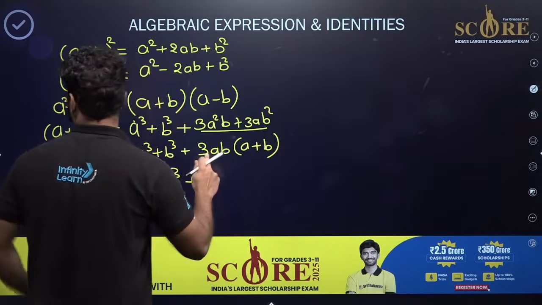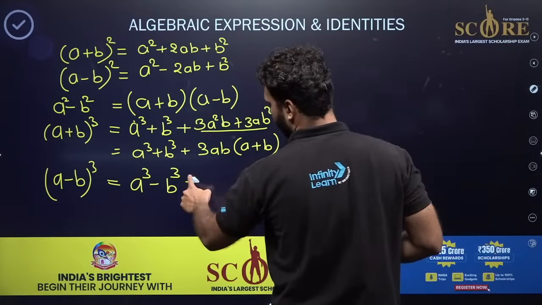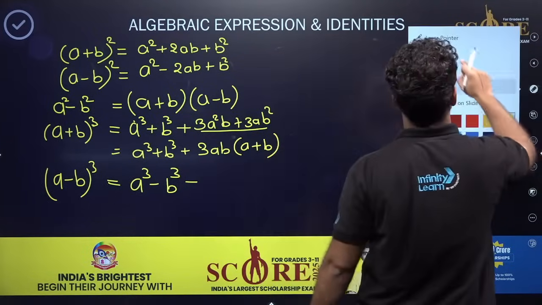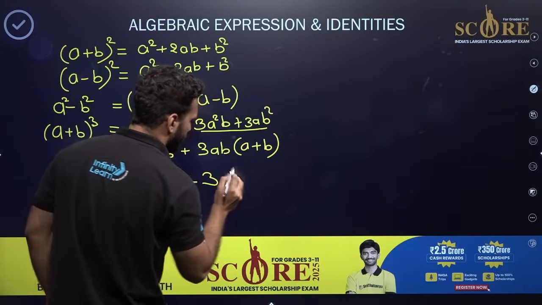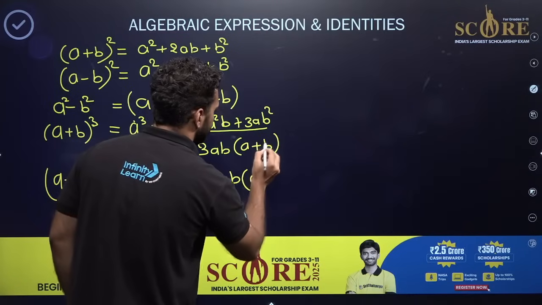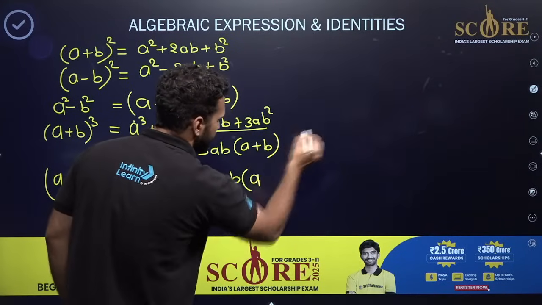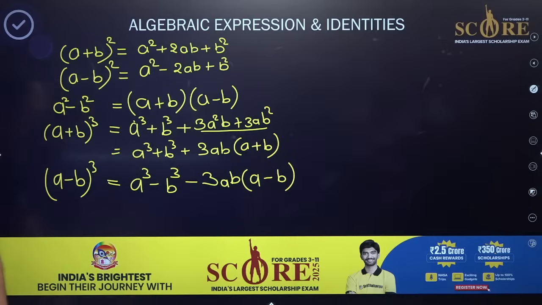Again here, 3ab. What will I get? Again negative, because instead of b I am putting minus b. Okay, what about this? Plus minus b, which is only minus b. Is it clear, guys? Is it clear?